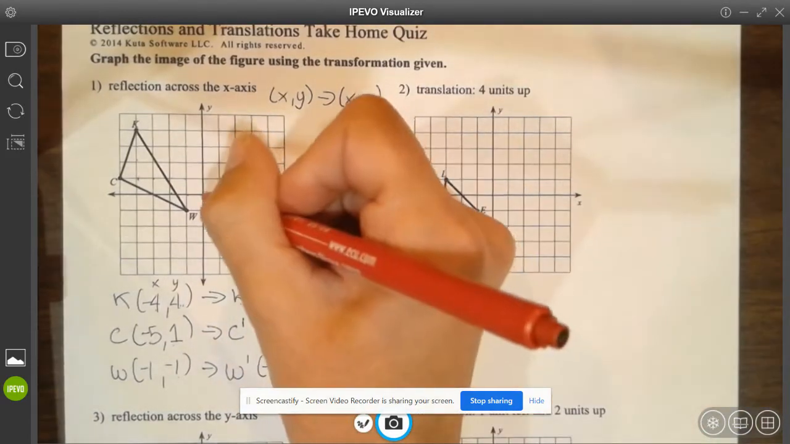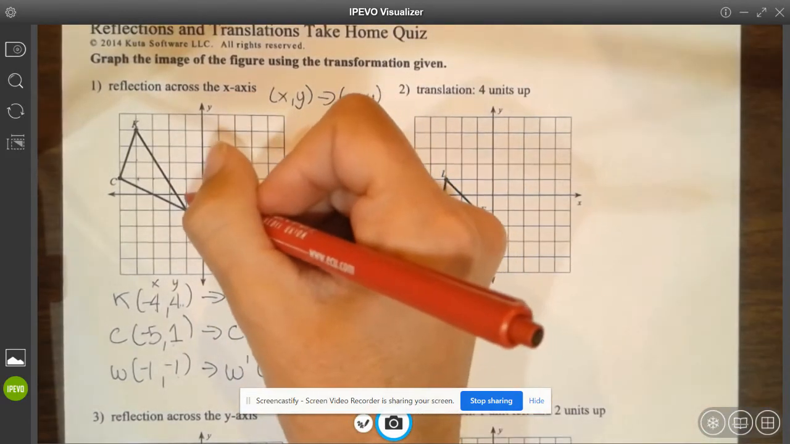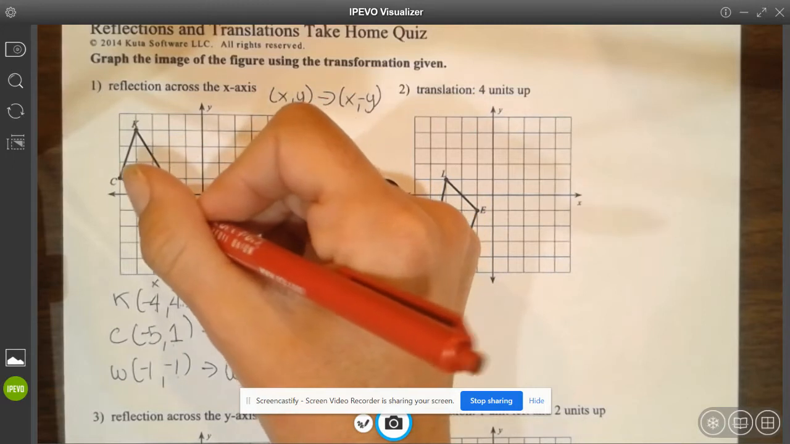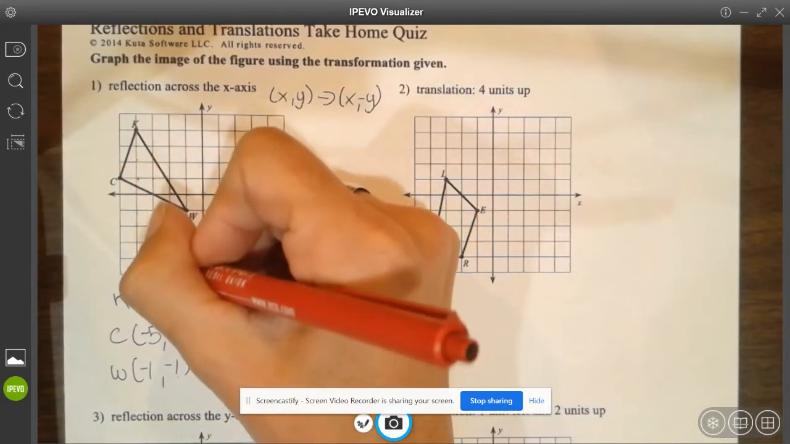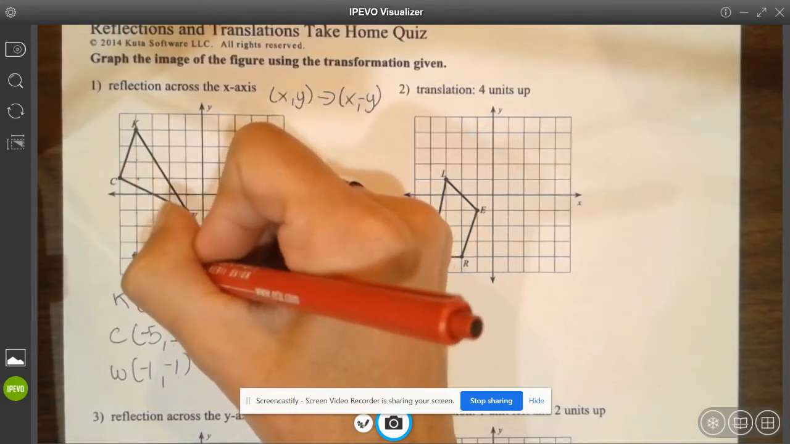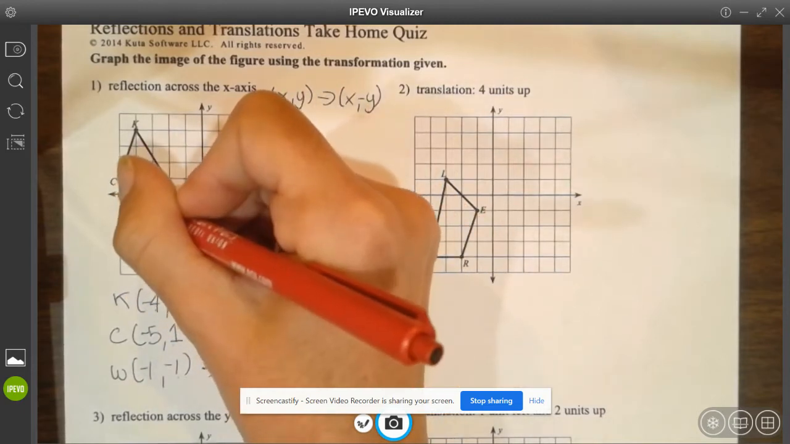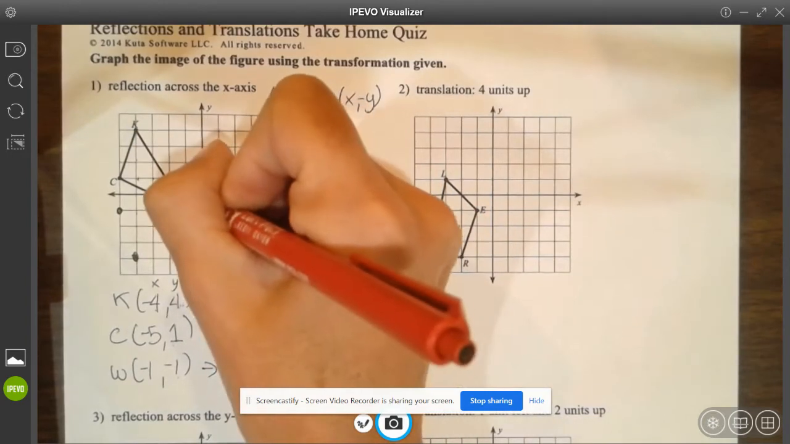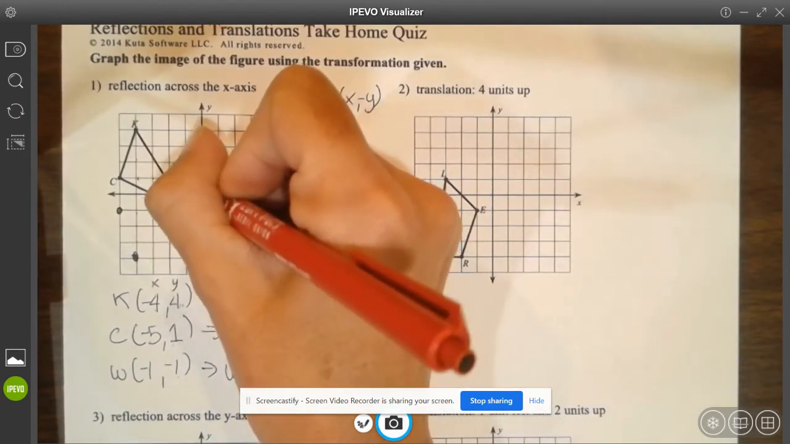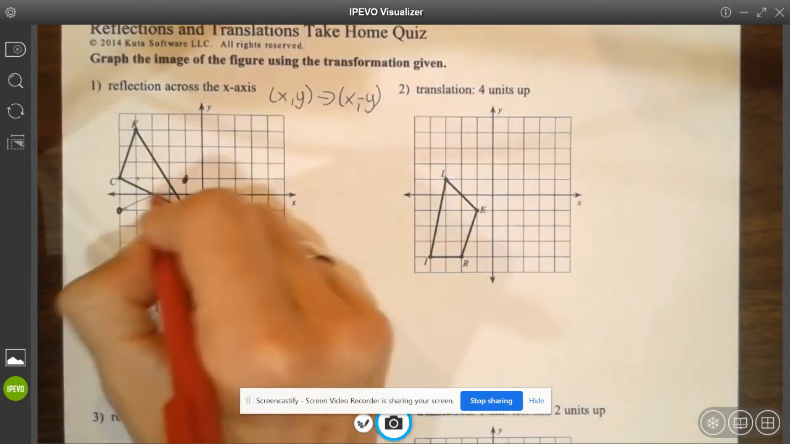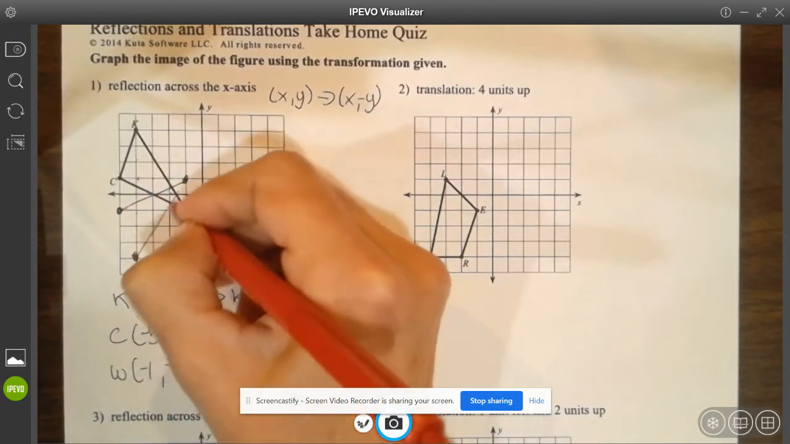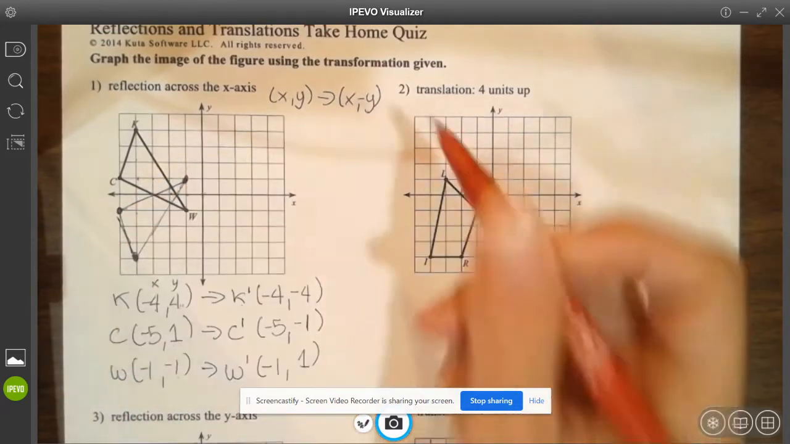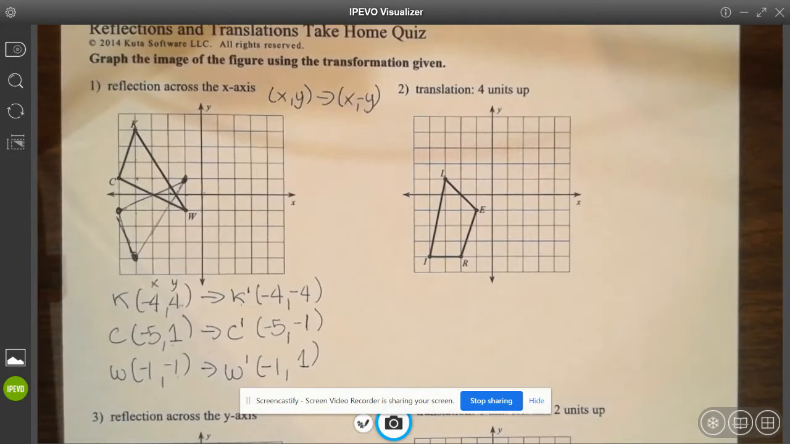So let's find it. That's negative 4, 1, 2, 3, 4, 1, 2, 3, 4. It would be right here. Negative 5 and then 1 would be right here, and then negative 1 and then 1 would be right here. So that's my new figure, and this is a reflection about the x-axis.